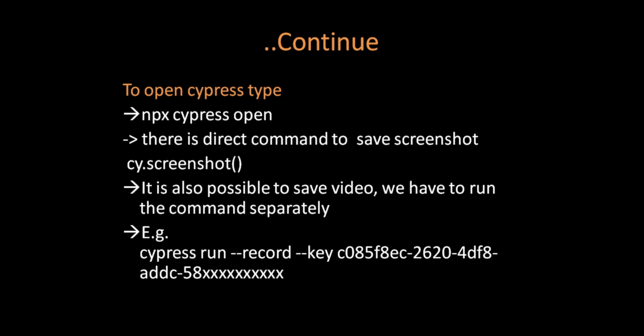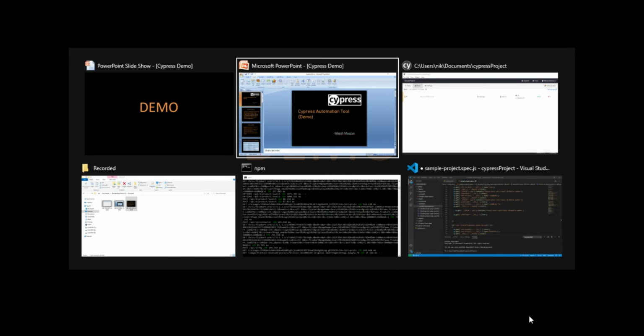Now continuing the same, we can open Cypress using the command prompt by writing npx cypress open. And there is a direct command to save the screenshot that I told you about, that is cy.screenshot. And to save the videos we have to write it this way: cypress run --record, then a space, then --key, then the key value. Now let's see the demo of how we are performing it.